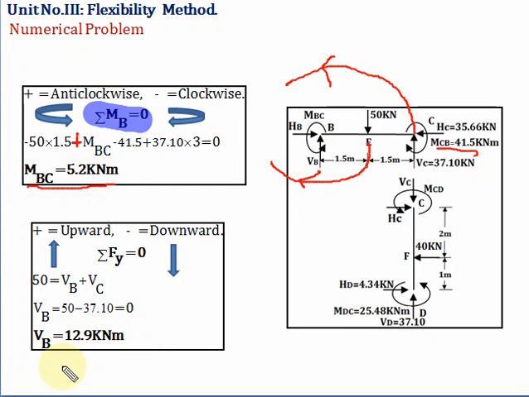After that we have to find the vertical reaction at B. For that we'll apply the equilibrium equation, that is summation Fy equal to 0.